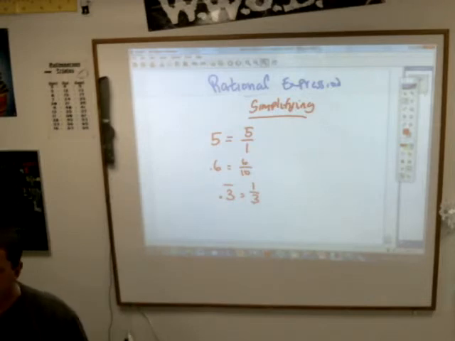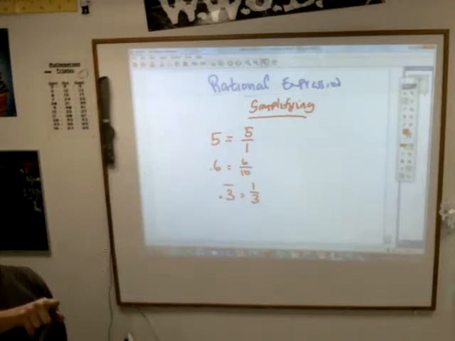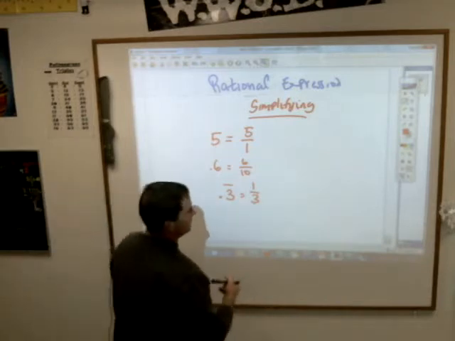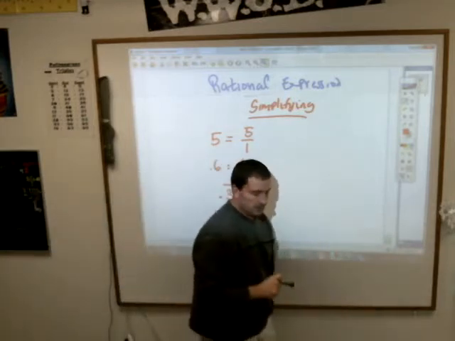Okay, the things that aren't rational numbers, the irrational numbers, are decimal numbers that don't repeat, because if they don't repeat, you can't put them over anything. Okay, and square roots that don't work out evenly, because if you stick those on the calculator, they're going to go on forever.